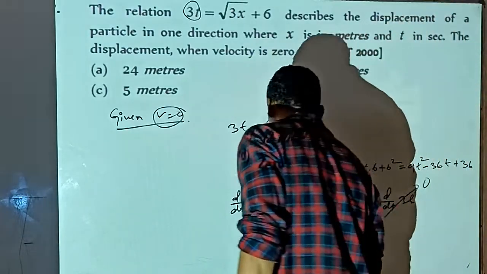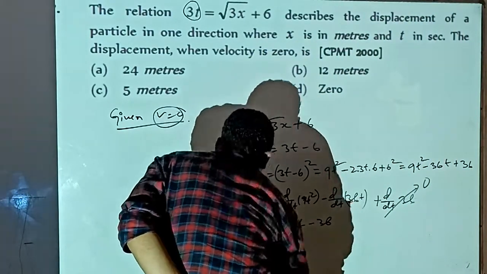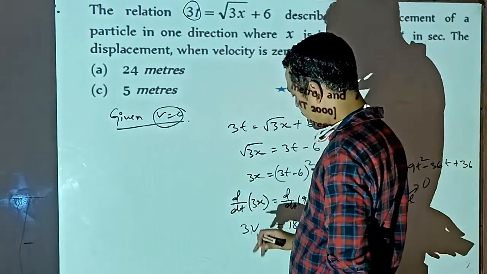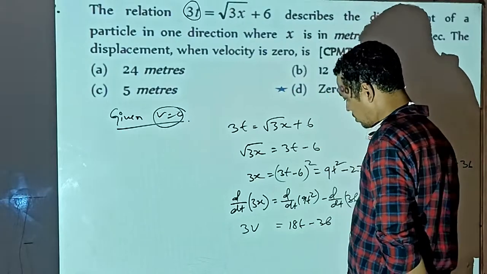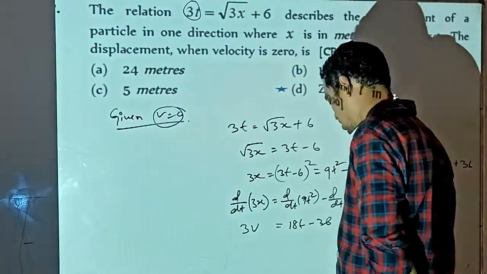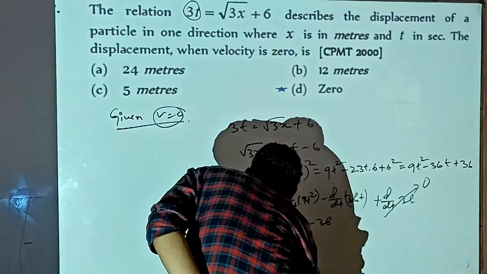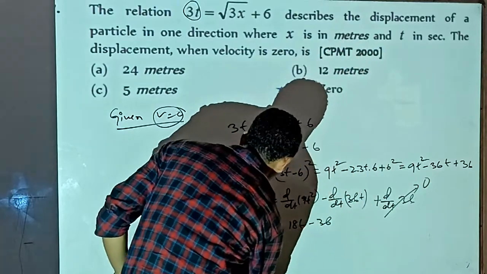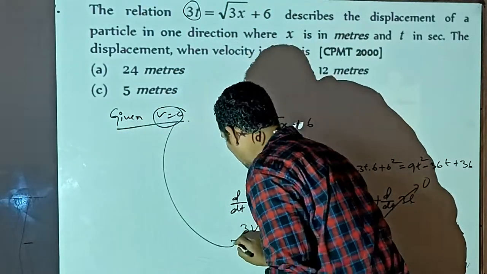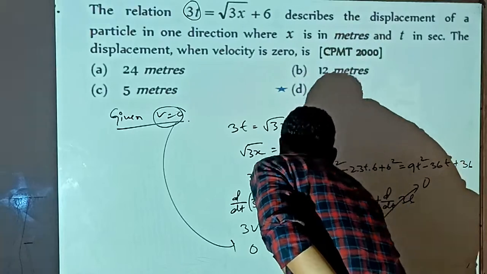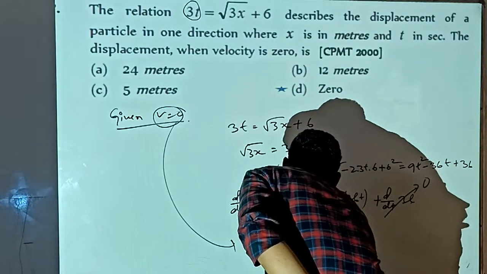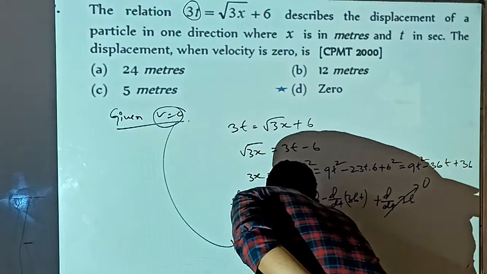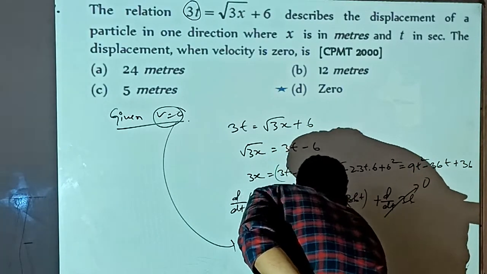So this will give you 3 into v, right? Since 3 is constant, we just take it out, and d/dt of x will be v. So you will have 3v = 18t - 36. Then you are going to find out the velocity. Since v is given, you put the value of v: left hand side will be 0, equal to 18t - 36. From this equation you will have t, and t will be 2 seconds.